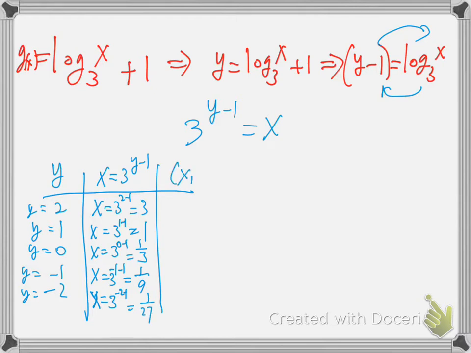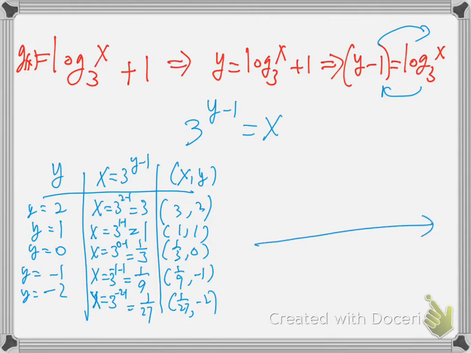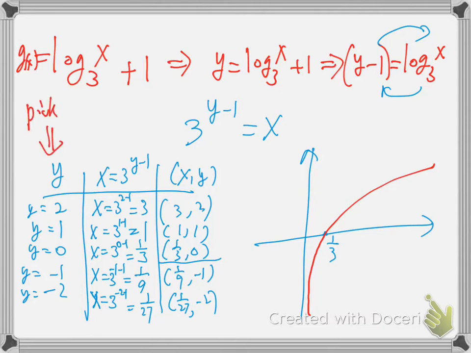Okay, and then we got x comma y, so this is 3, 2, 1, 1, 1/3, 0, 1/9, -1, 1/27, -2. So the special point is 0, 1/3. So this is 1/3. Graph it looks like this. Okay, so for log function, we pick 5 numbers for y, and then you start for x, get this relation between x and y. So that's the graph of log function.